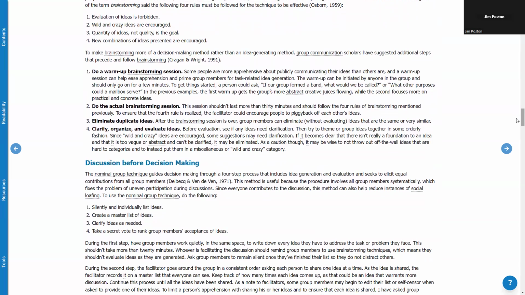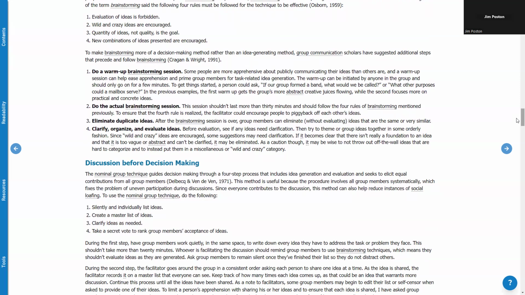Number one, do a warm-up brainstorming session. Some people are more apprehensive about publicly communicating their ideas than others are, and a warm-up session can help ease apprehension and prime group members for task-related idea generation. The warm-up can be initiated by anyone in the group and should only go on for a few minutes.